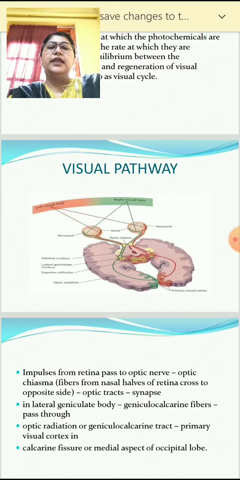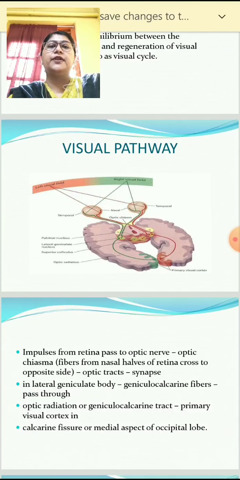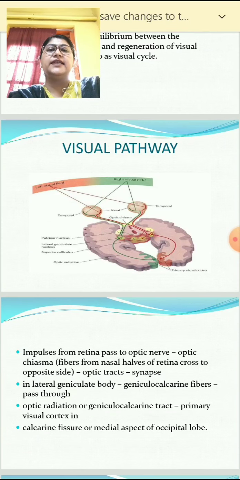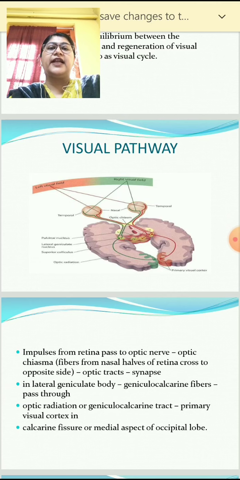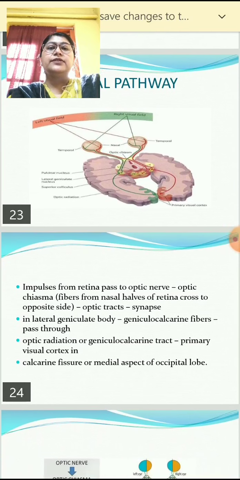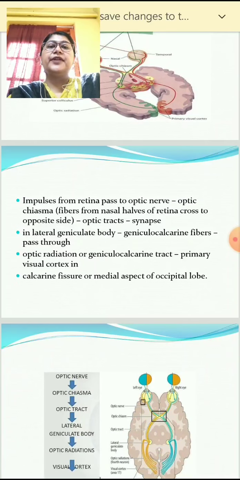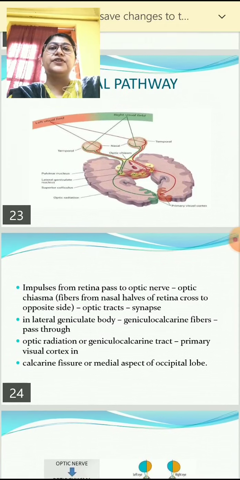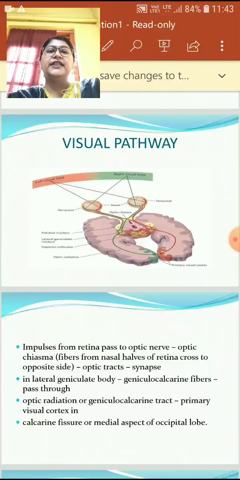Now here there is a pictorial diagram of the visual pathway. From the eye you can see the impulses go via the optic nerve to the optic chiasma, then the optic tract, then to the occipital cortex. So what is this? Impulses from the retina pass to the optic nerve, then to the optic chiasma. Fibers from the nasal half of the retina cross to the opposite side. As you see, the nasal half of the retina fibers are crossing to the opposite side.